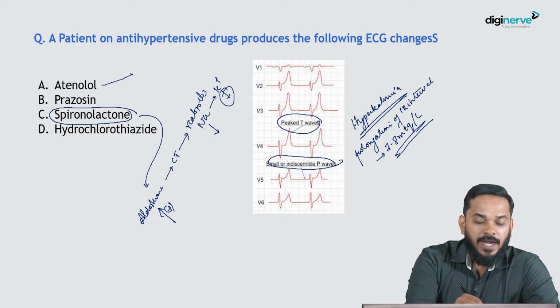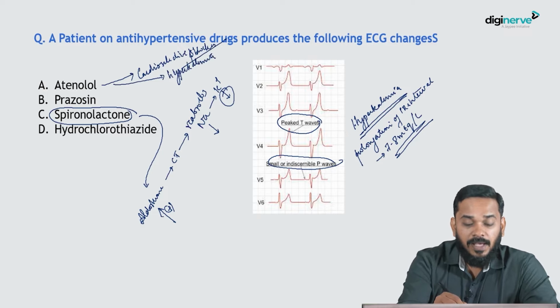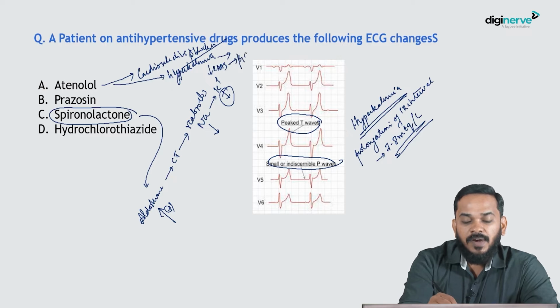Atenolol is a cardioselective beta blocker. Atenolol has 2 reports of hyperkalemia. That is extremely rare, and this is possibly due to inhibition of the renin-angiotensin aldosterone system by beta 1 antagonism.